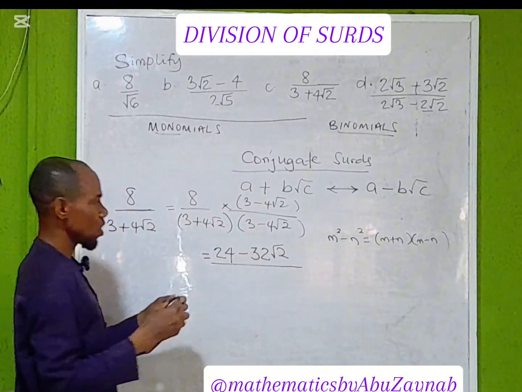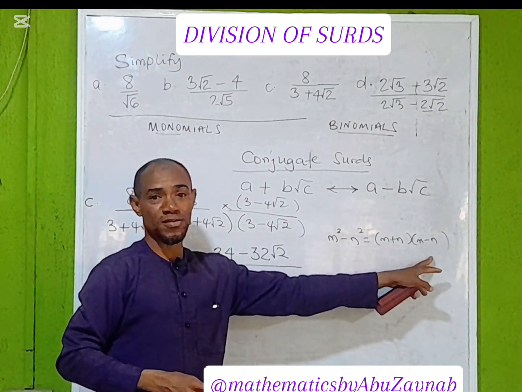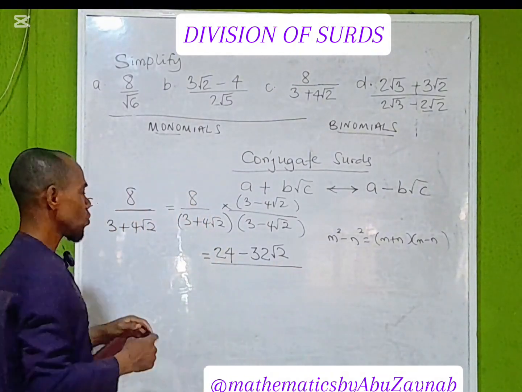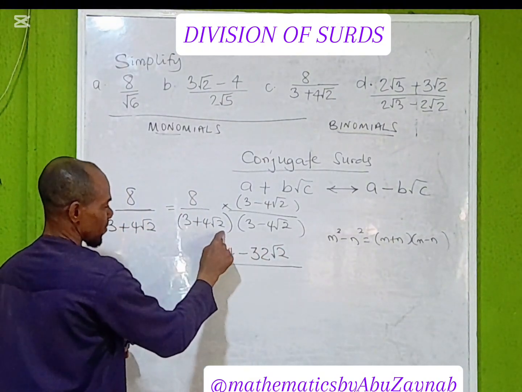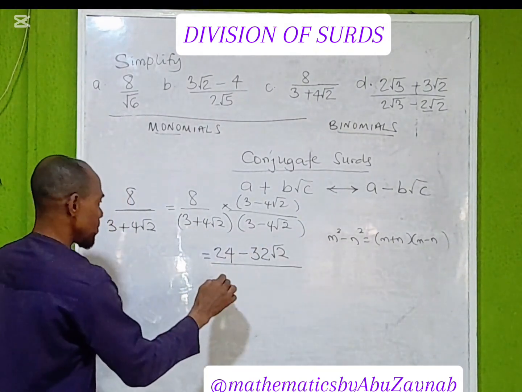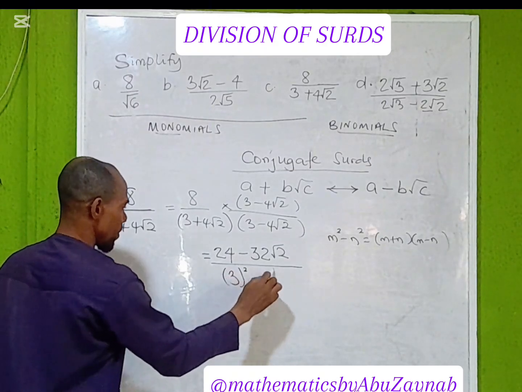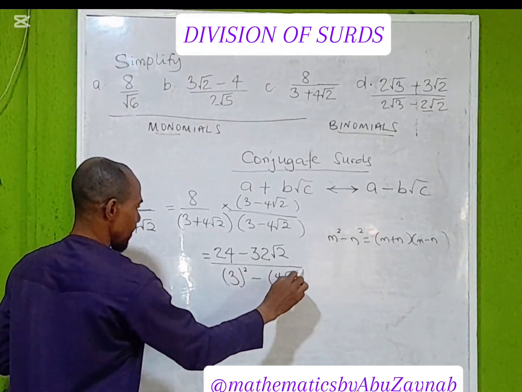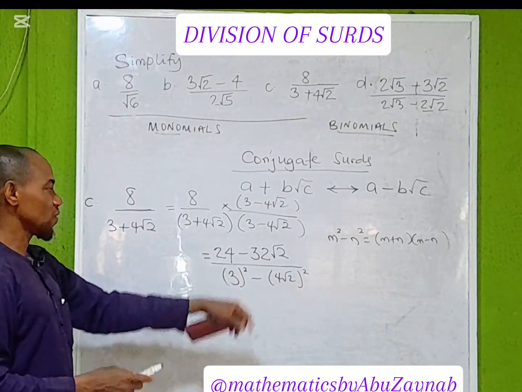So if you have m squared minus n squared, it simply means m plus n times m minus n, and vice versa. So this time around, we are working backwards now. So this is like saying this is m, this is n. So m plus n, m minus n. That simply means m, which is 3 squared, minus n squared. So the m is 3, and 4 root 2 is n.